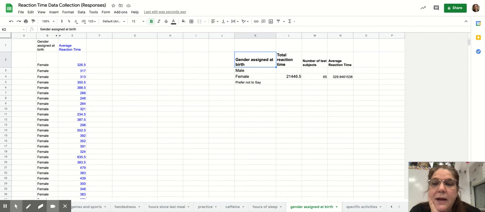So when I got this data, it was all mixed up. It went like male, male, female, female, prefer not to say, female, male. It was all mixed up. So the first thing I had to do was sort it, so all the females were together.